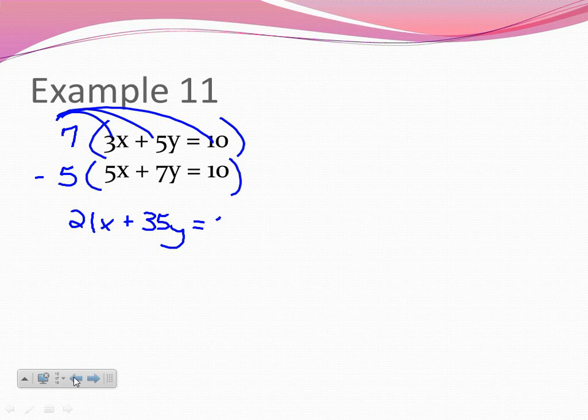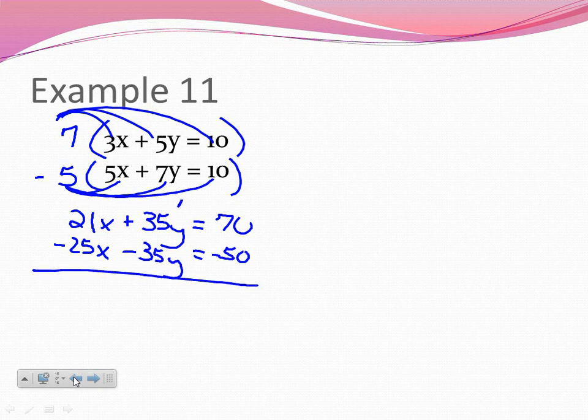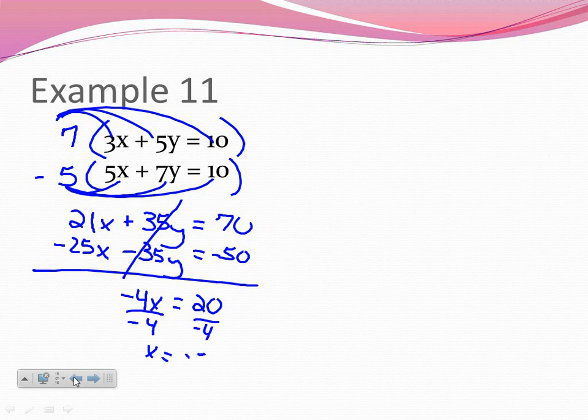35. This is going to give me 70. This is going to give me negative 25x and negative 35y and negative 50. Okay, it still works. Those cancel. That's going to give me negative 4x. This is going to give me 20. And when I divide by negative 4, x is negative 5.